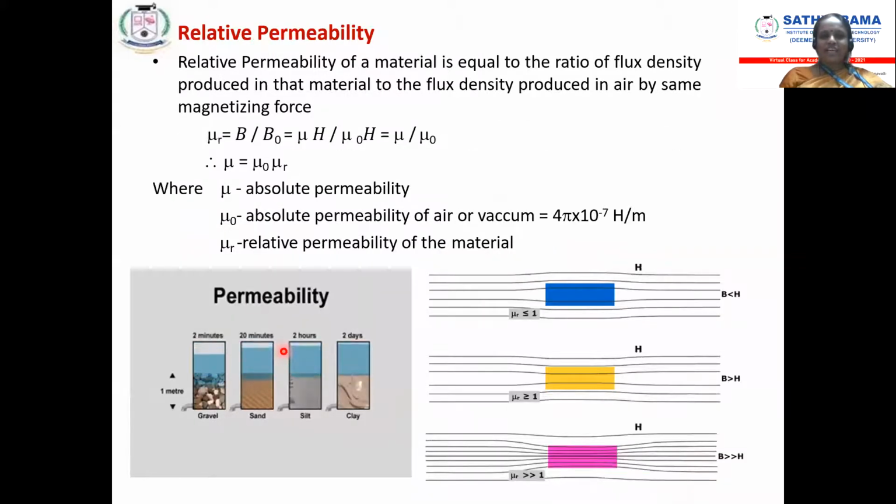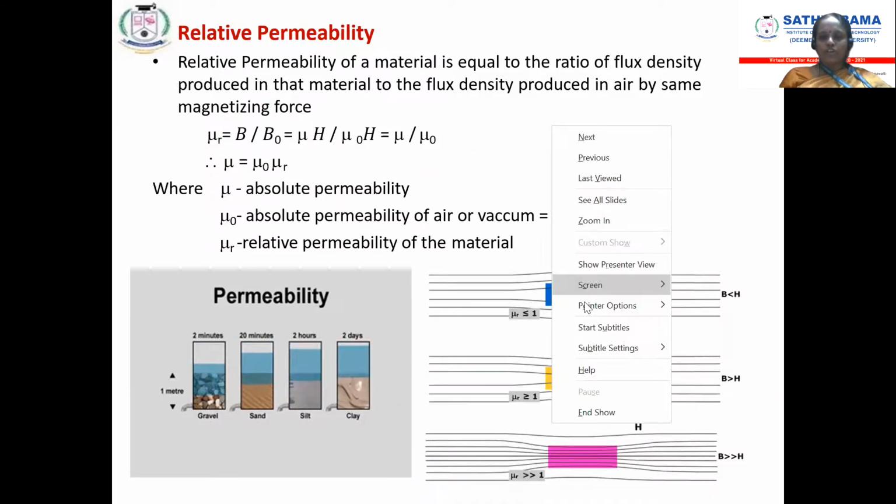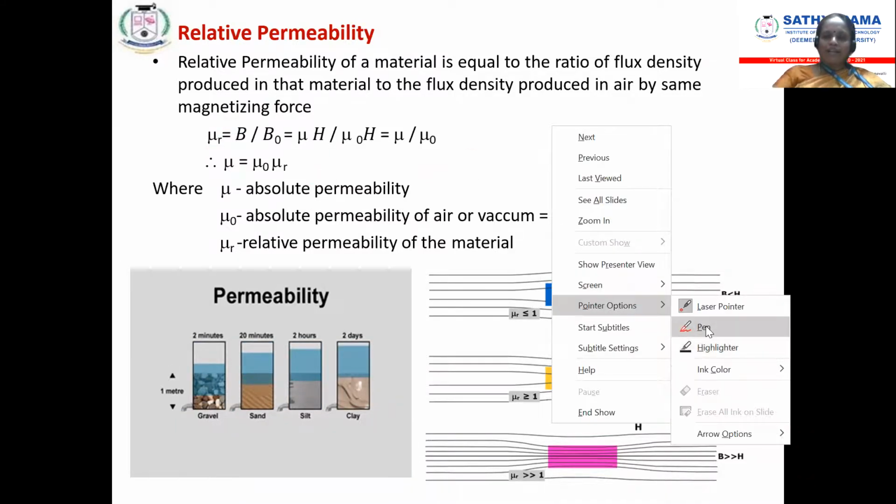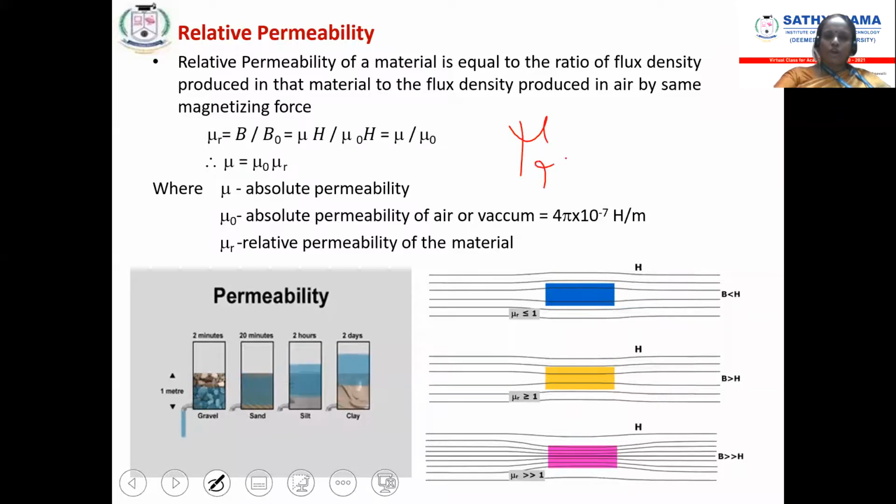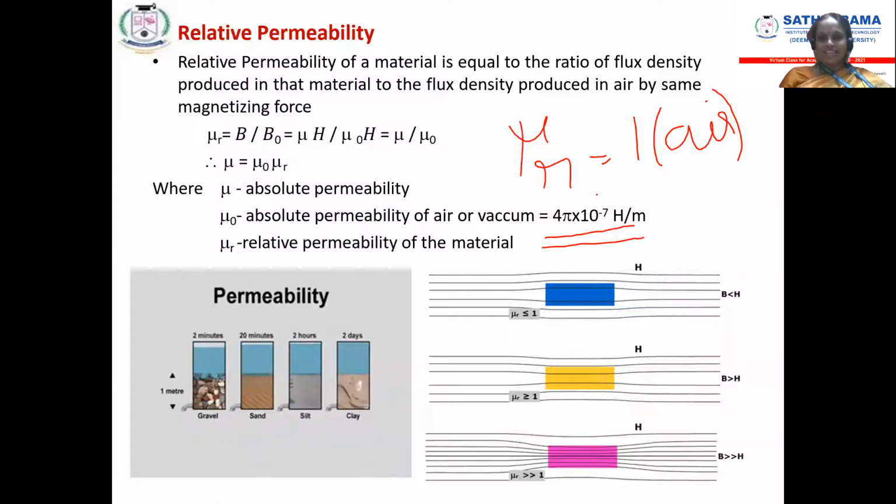And here you have seen the relative permeability of the material, nu equals nu naught into nu r. So nu r equals nu by nu naught. Kindly note down, the nu r value will be 1 in a medium. Nu r equals 1 for air. And nu naught value will always be 4 pi into 10 power minus 7. I hope you have taken this.